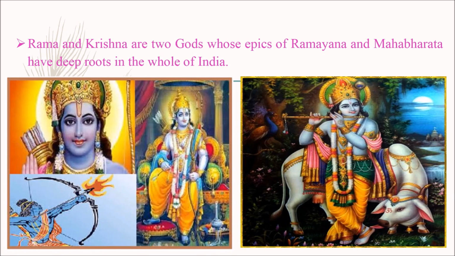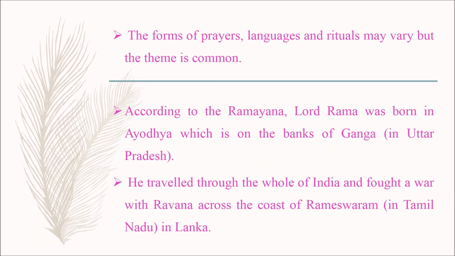Rama and Krishna are two gods whose epics of Ramayana and Mahabharata have deep roots in the whole of India. Here we can see the pictures of Lord Rama and Lord Krishna. The forms of prayers, languages and rituals may vary, but the theme is common. According to the Ramayana, Lord Rama was born in Ayodhya, which is on the banks of Ganga in Uttar Pradesh.